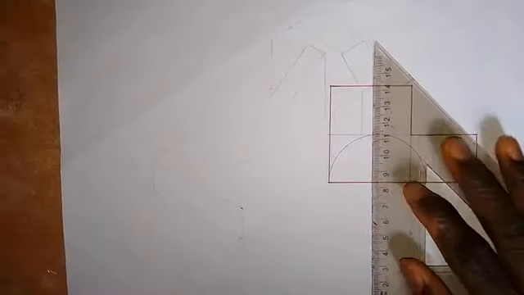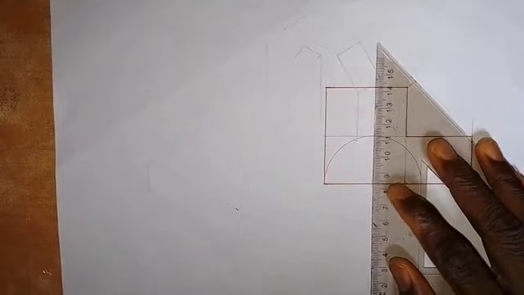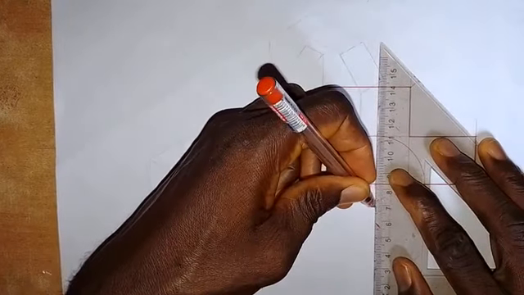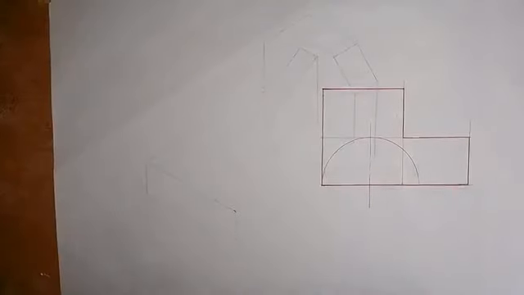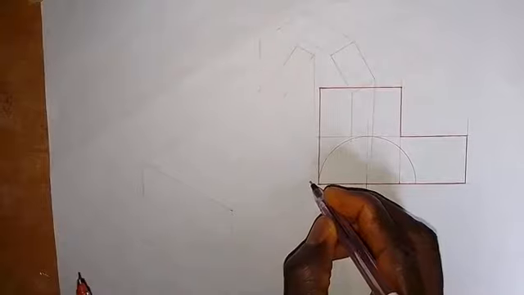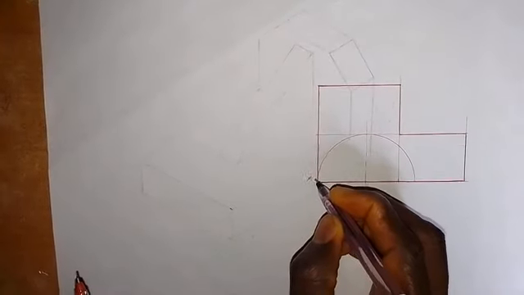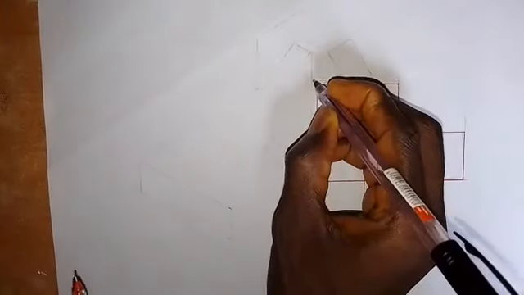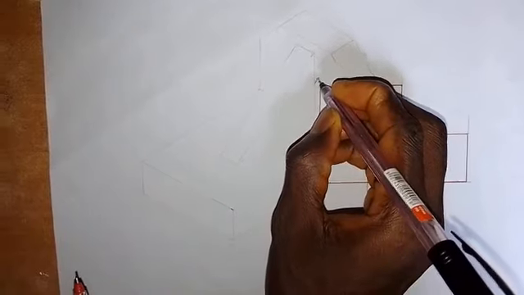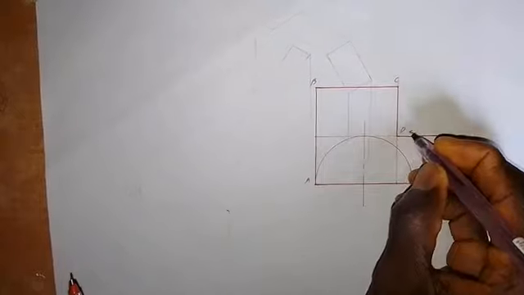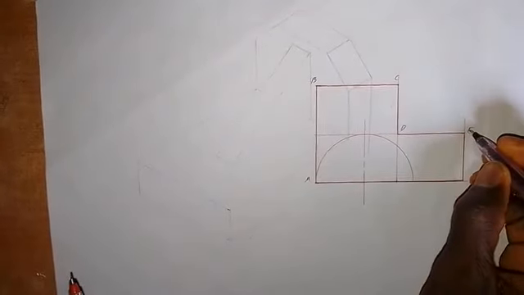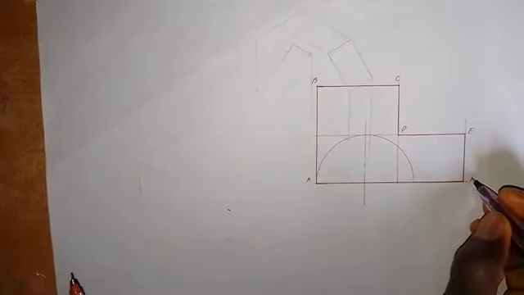So I'm going to draw its center line. For a semicircle, we put the center line there. So the center line is this. Okay, now the next thing I'm going to do is label this part. I will label this as A. Okay, this is B. This is point C. This is point D. This is point E. And here we have point F.